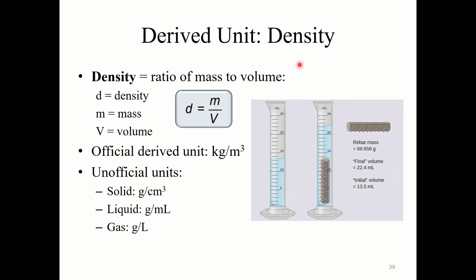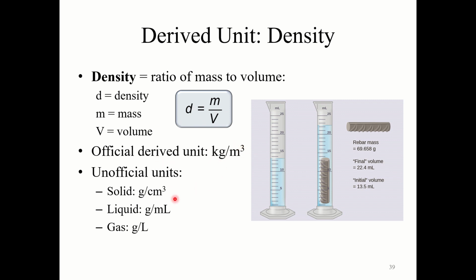So let's briefly talk about density. You also notice that density was not on that sheet, and that is because density is also technically a derived unit, or really it is a ratio. So density is the ratio of mass to volume. So to solve for density, it is equal to the mass of that matter divided by the volume. So D equals M divided by V. So the official derived unit is kilogram over meters cubed because these are the official SI units.